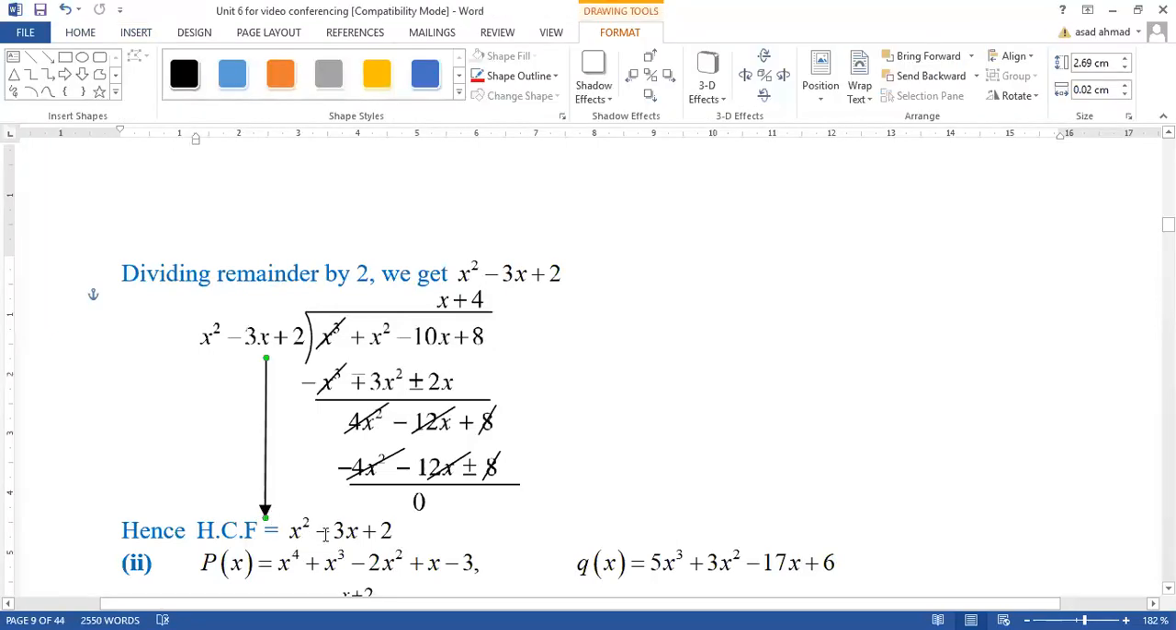Fine. You can see that this is the answer. It will be taken as H.C.F. So this is the first example to explain to you how to find H.C.F. by the process of division.